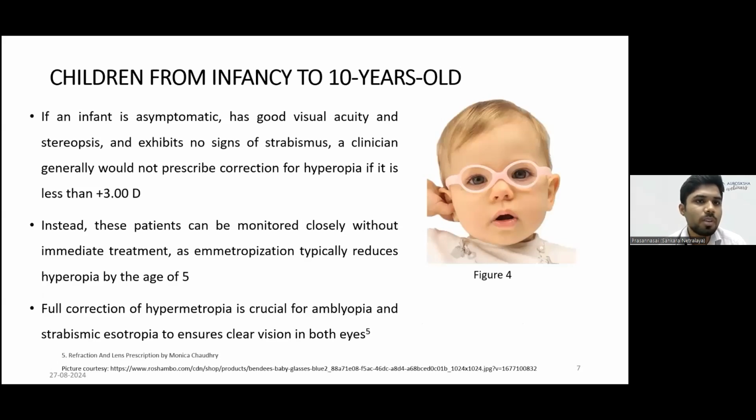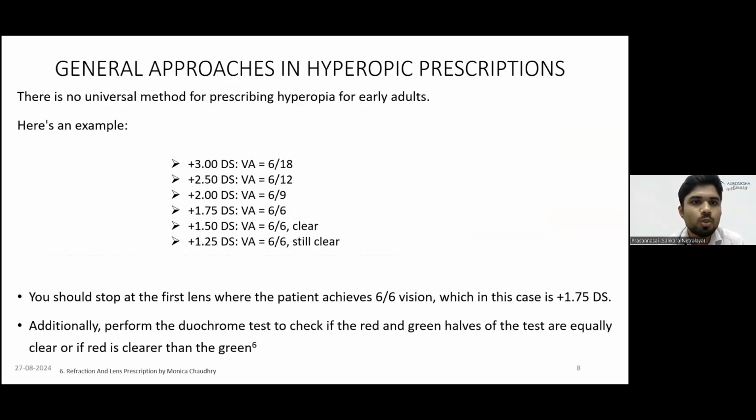Now, children from infancy to 10 years old. If an infant has a good amount of visual acuity, good stereopsis, and doesn't have any kind of strabismus, and if the hyperopia value is less than +3 diopter, it's better to monitor, because the emmetropization process typically reduces the hyperopia. But if the child has amblyopia or strabismic esotropia, it's better to give full correction.